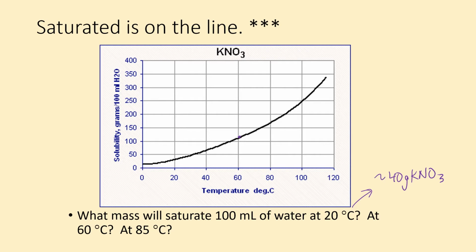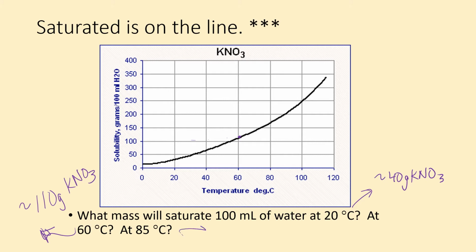So at 60 degrees Celsius, we can read over to here. Reading the graph, you can get about 110 grams of KNO3. So the solubility of potassium nitrate at 60 degrees is 110 grams of KNO3 for every 100 milliliters of water.